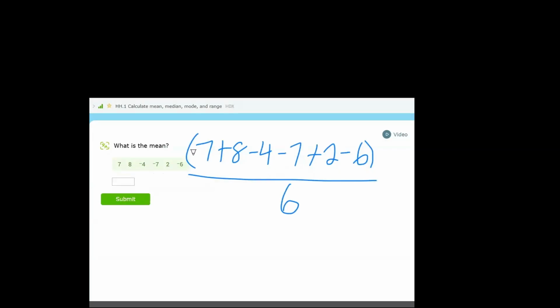So I'm going to add up all of these numbers first. That's the first step. 7 plus 8 is 15. Minus 4 gives me 11, minus 7 is 4, plus 2 is 6, minus 6 is 0. So 0 divided by 6, I end up with 0.